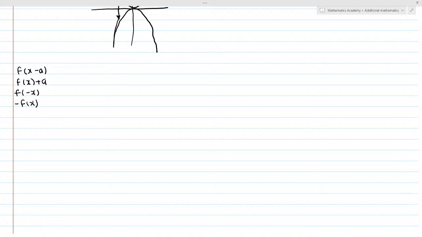And so these are the four transformations that we've covered. We've covered f of x minus a, we've covered f of x plus a, we've covered f of minus x, and we've covered negative f of x. And overall, we've covered one-to-one functions, many-to-one functions, domain and range. We've covered some notation. We've covered how to find the ranges for quadratic functions. We've covered solving functions. We've covered composite functions.